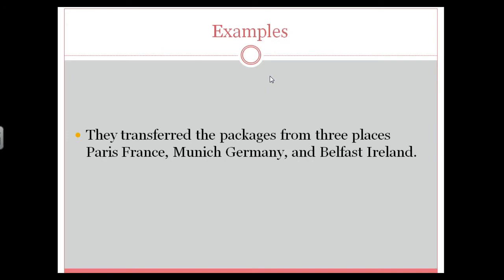Second example: they transferred the packages from 3 places: Paris, France, Munich, Germany, and Belfast, Ireland. So first we're going to go back and say, okay, what punctuation do we need to have? Well, we have an independent clause here ending at places, so we can put a colon there because it looks like we have a list. We have Paris, France. Well, we know we need a comma between Paris and France, Munich and Germany, Belfast and Ireland. We're going to need a semicolon after France and a semicolon after Germany, because if we don't, it looks like Paris, France, Munich, Germany, and Belfast are all cities in Ireland.